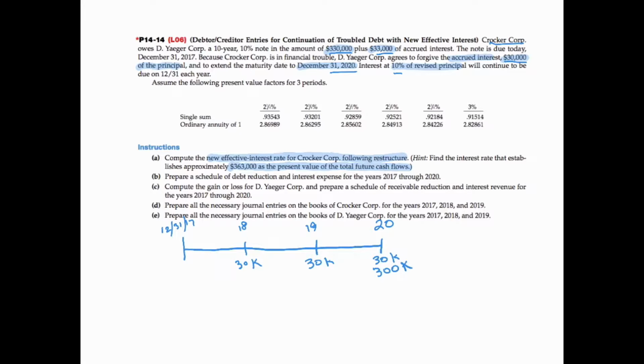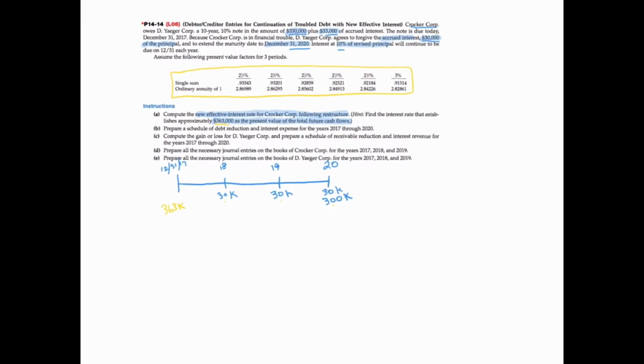It's really important that you do one of these timelines. I can't emphasize this too much. It says now compute the effective interest rate that establishes this $363,000 as the present value of this stream of $30,000 interest payments and a $300,000 payment out there. And they give you these present value factors up here.